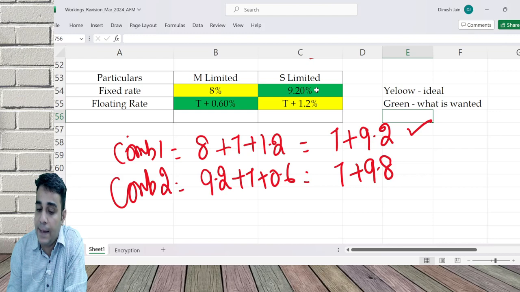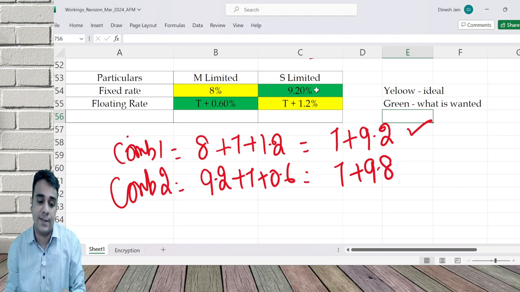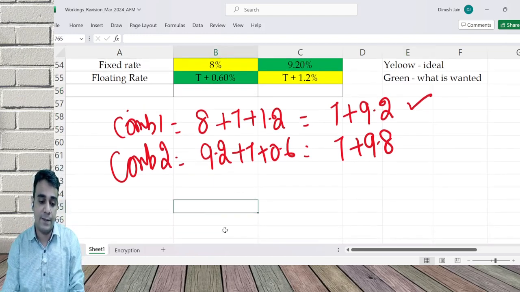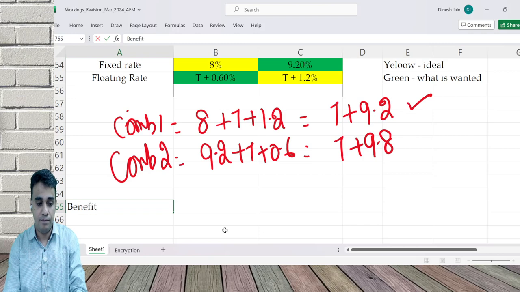Ideal is T plus 9.2. But he is not ready to listen to us. He is saying, I am telling you what you need to do. If this happens, IRS exists. Now come down. Benefit of IRS.